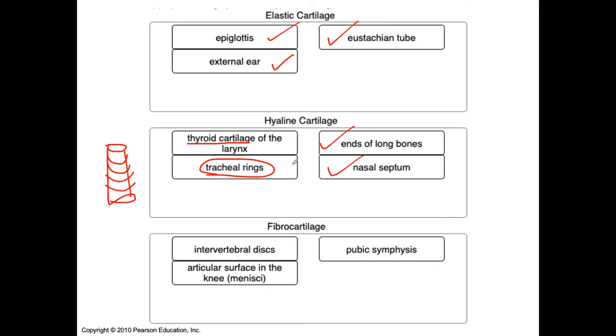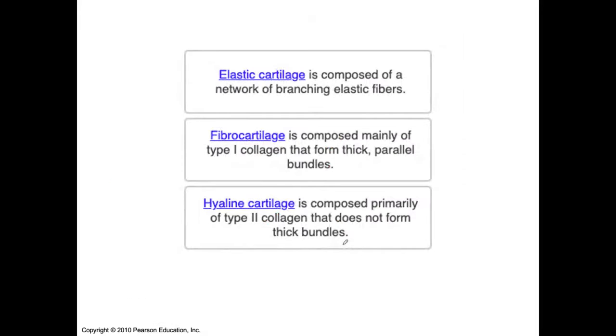They're also hyaline cartilage. Fibrocartilage, the strongest cartilage in the body, is your discs of your spine, the medial meniscus and lateral meniscus of the knee, and the pubic symphysis, which is where the pubic bones come together.